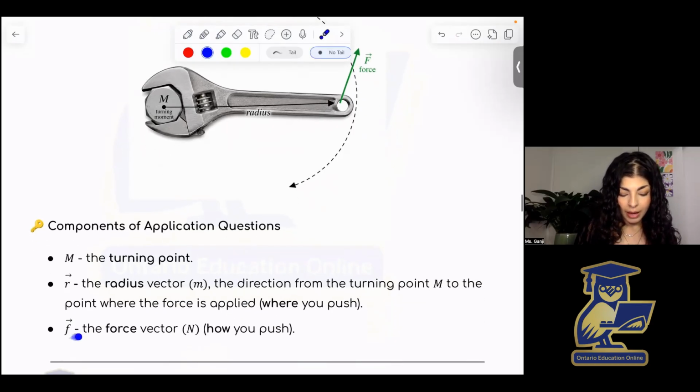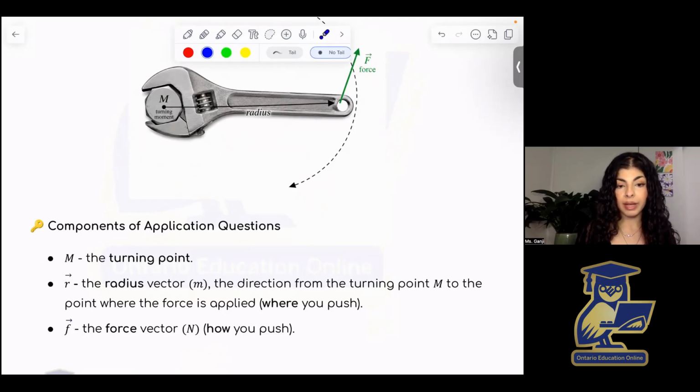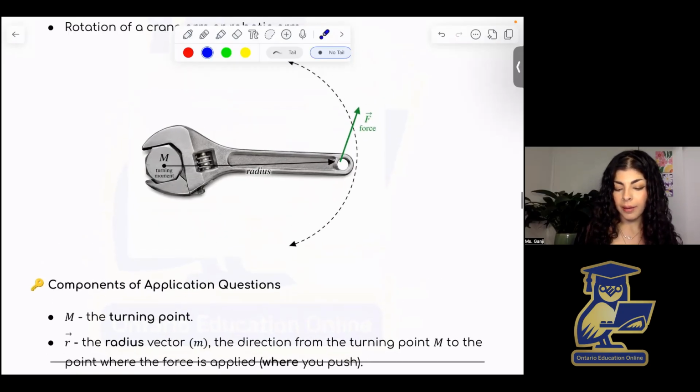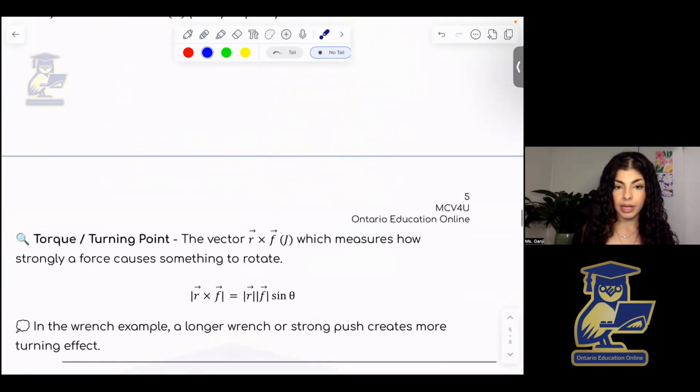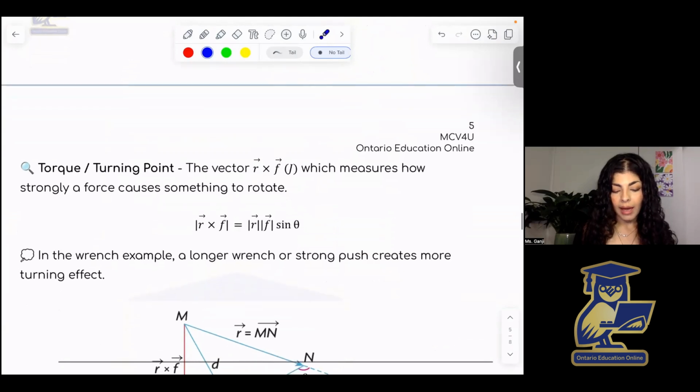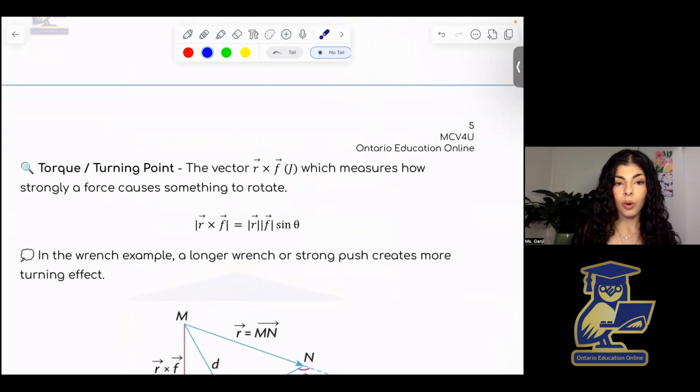Then we also have to account for our force vector, which is how you're pushing it. The stronger you push, the greater the magnitude of the force, and also the direction which you are pushing. So are you again pushing this way or pushing this way? Now let's see where cross product comes in. So we have what we call torque, and torque is going to be the vector r cross product with F.